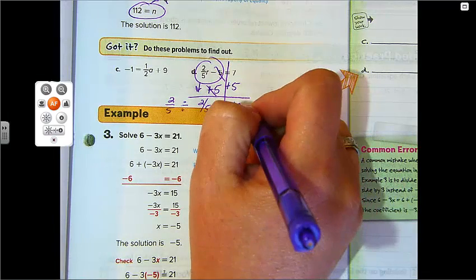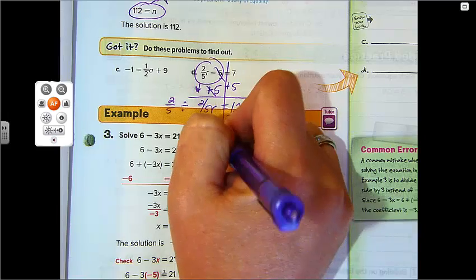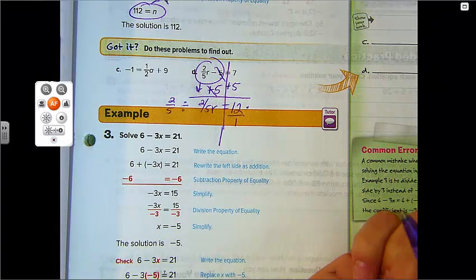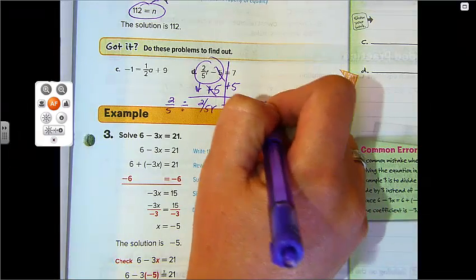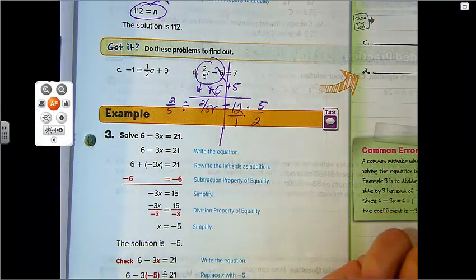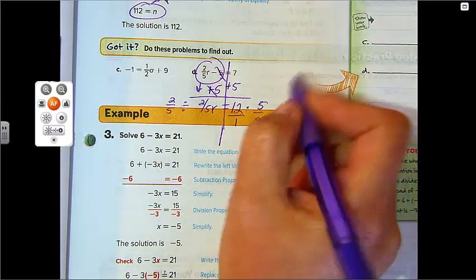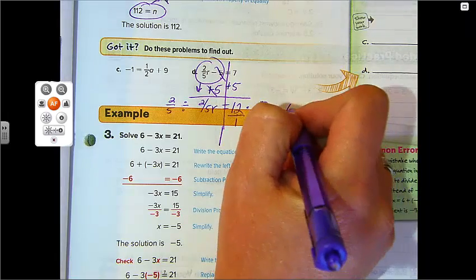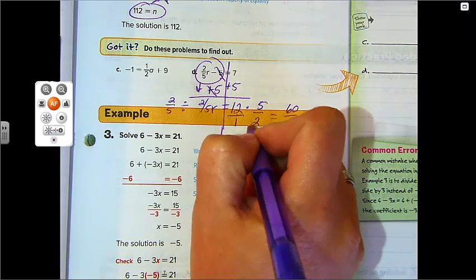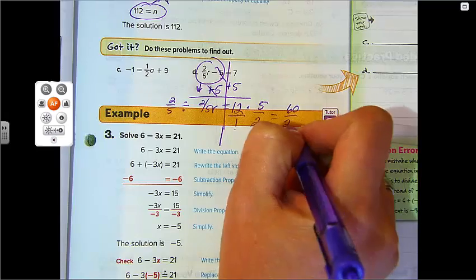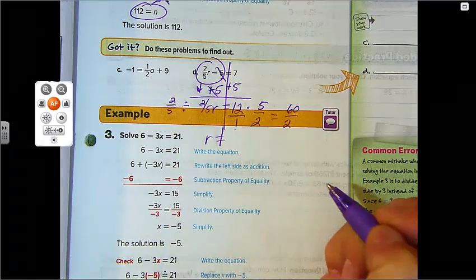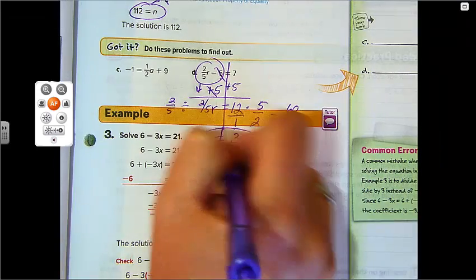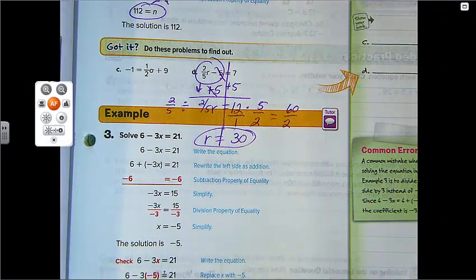its inverse. So I'm going to take 12 and turn that into a fraction. Any number turned into a fraction is just over 1, so it's 12 over 1, times the inverse, which is 5 over 2. So now, if I multiply across, 5 times 12 is 60. 2 times 1 is 2. So now I know that r equals whatever 60 divided by 2 is, which is 30. And that's your final answer.